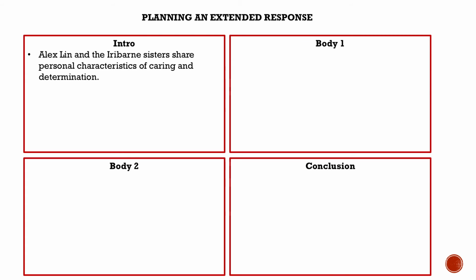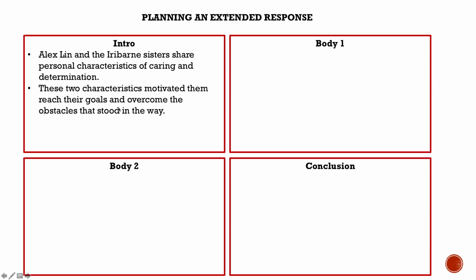Boom, there's my similarity. Now how can I talk about the differences, or how can I talk about that second part of the question? I'm going to say that these 2 characteristics motivated them to reach their goals and overcome the obstacles that stood in the way. I think the caring was the motivation, and I think the determination was what led them to overcome the obstacles that stood in the way. So right there is my claim for this text. I can answer both parts of the question with that claim. All right, I've planned my introduction.